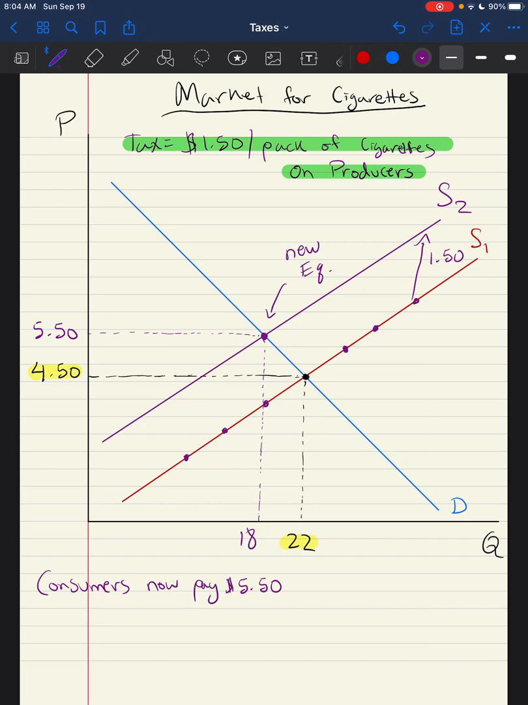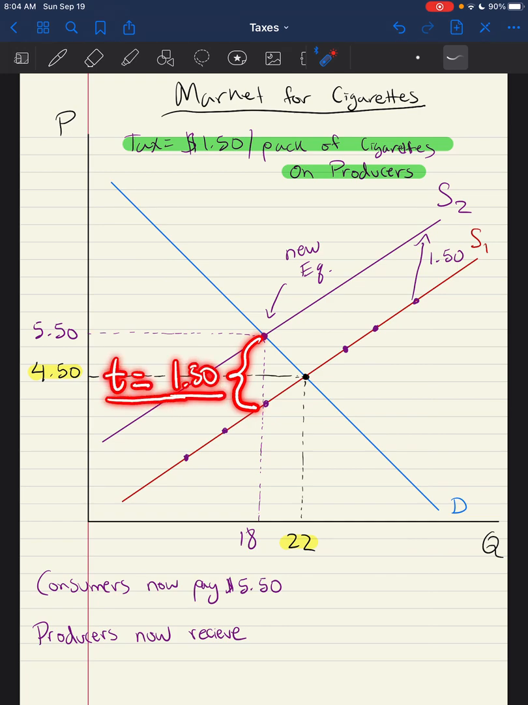Are producers receiving $5.50? How much money are producers receiving? Well, it's not $5.50. Producers don't receive $5.50, and the reason for that is because they have to pay $1.50 per pack back to the government. $5.50 is the price at which consumers are buying these cigarettes now, but producers have to take that $5.50 per pack that they sell and give $1.50, the size of the tax. I'm going to write T equals 150 here. They have to give the size of the tax back to the government.